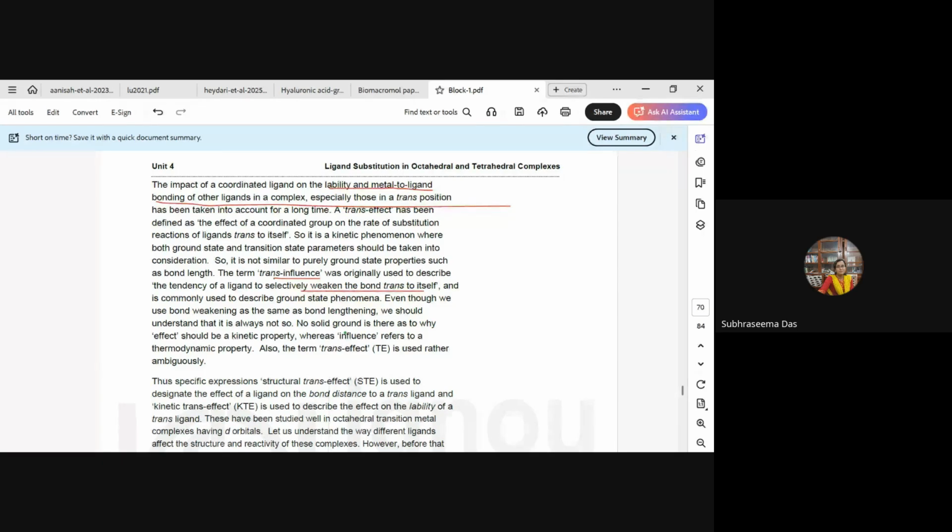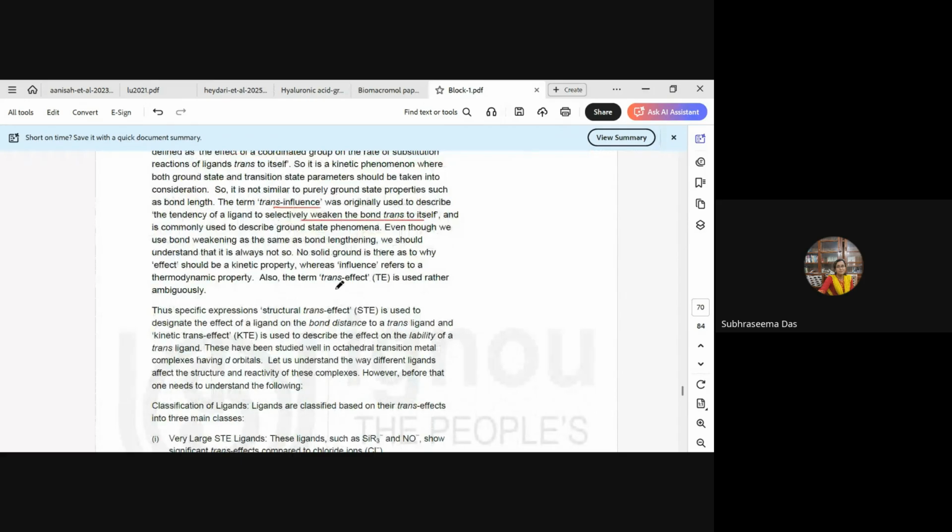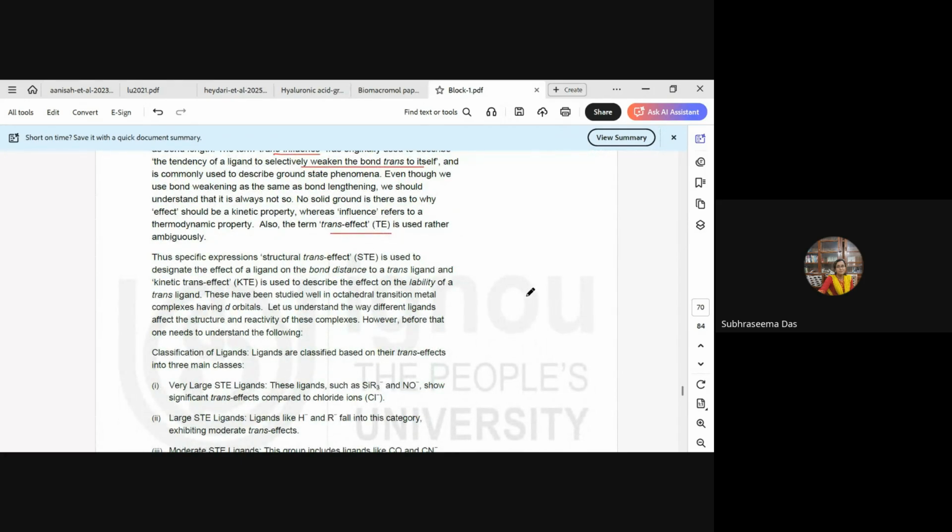Till date there has been no explanation, and that is why we generally talk of trans effect, but there are certain ambiguities associated particularly with the term. So particular expressions have been introduced. One is called the STE, that is structural trans effect, which means the effect of the ligand on the bond distance to a trans ligand, and kinetic trans effect, that is the effect on the lability of the trans ligand. These have been studied well in octahedral transition metal complexes having d orbitals.